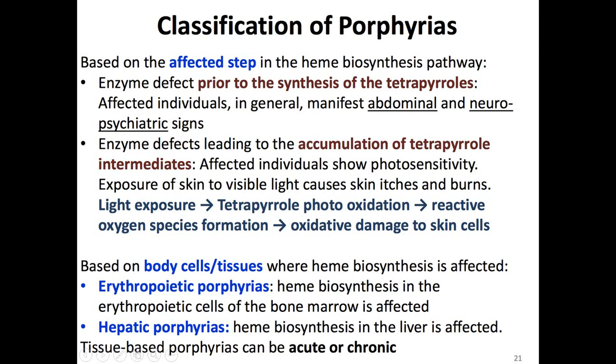Based on body cells and tissues where heme biosynthesis is affected, in erythropoietic porphyrias, heme biosynthesis in the erythropoietic cells of the bone marrow is affected, while in hepatic porphyrias, heme synthesis in the liver is affected.